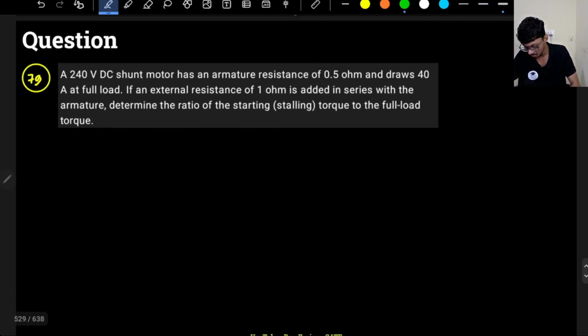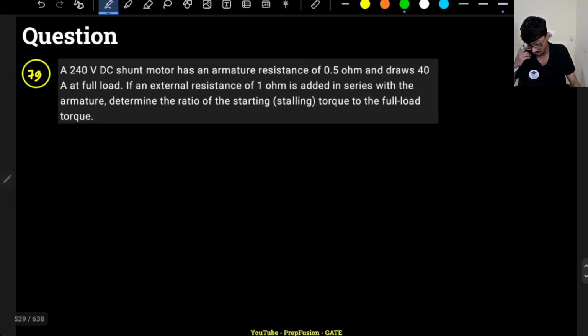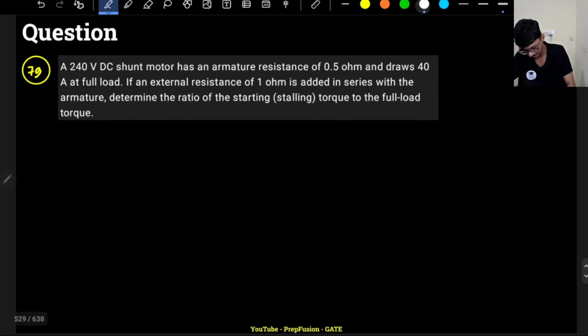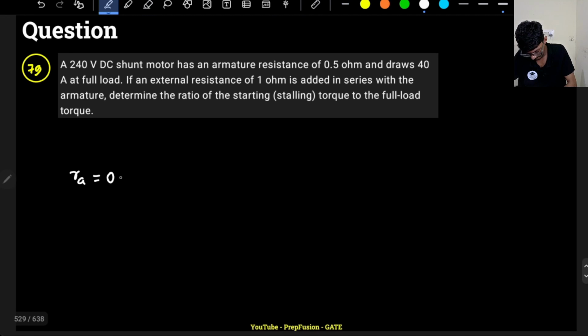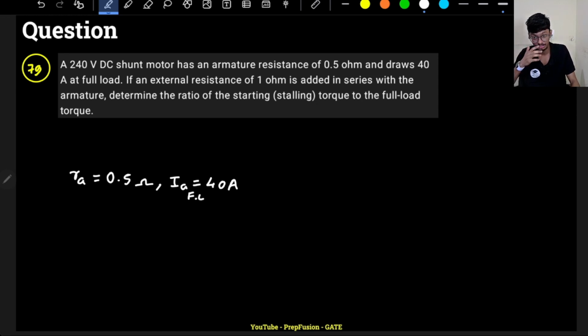Let's now move on to the next one. A 240 volt DC shunt motor has an armature resistance Ra of 0.5 ohms, and it draws a current Ia of 40 amperes at full load. So this is the Ia full load, 40 amperes.